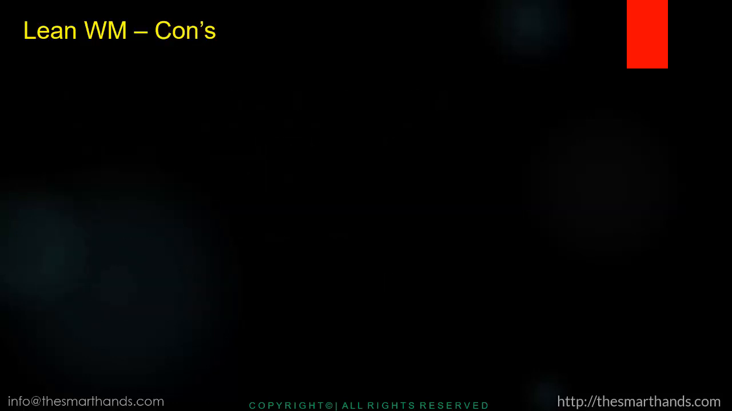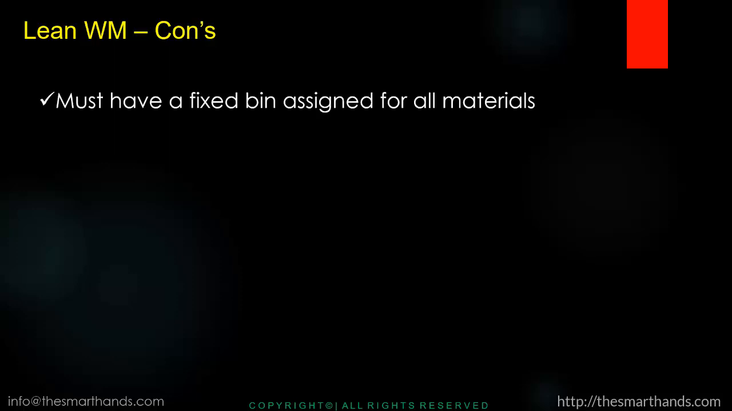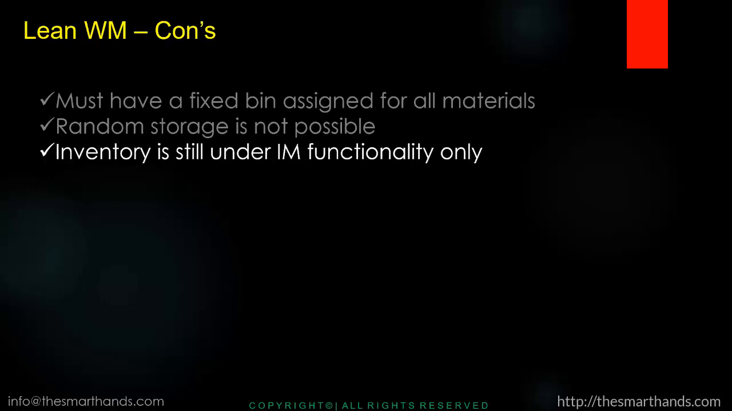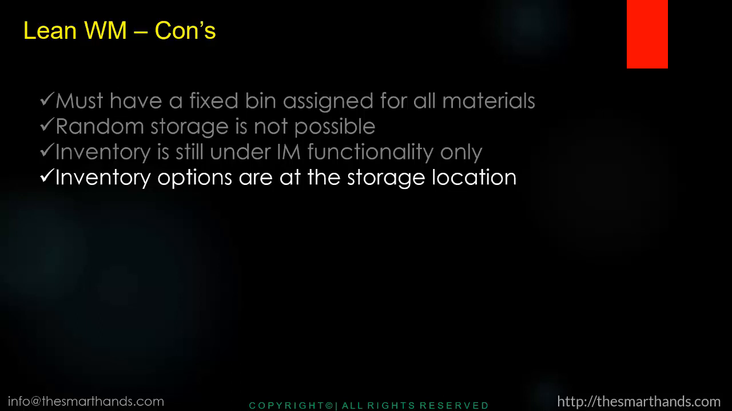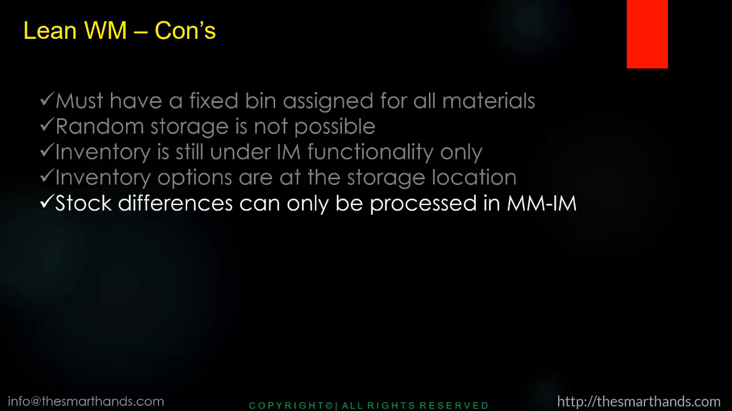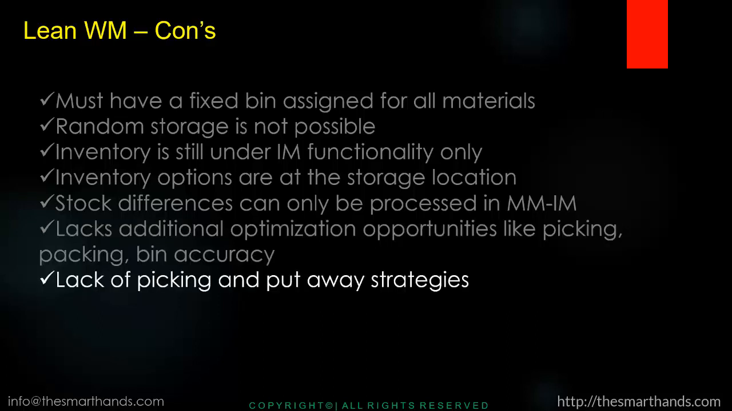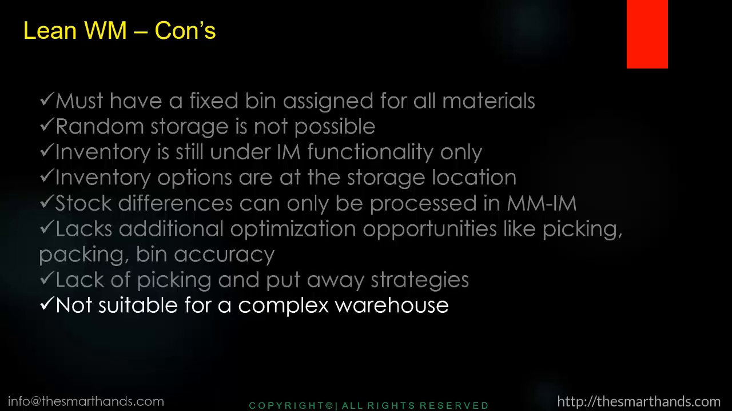What are the cons of using lean warehouse management? You must have a fixed bin assigned to all material masters. Random storage is not possible. Inventory is still under IM functionality only. Inventory options are at the storage location. Stock differences can only be processed in IM. It lacks additional optimization opportunities like picking, packing, bin accuracy, and lacks picking and put away strategies. Not suitable for a complex warehouse.